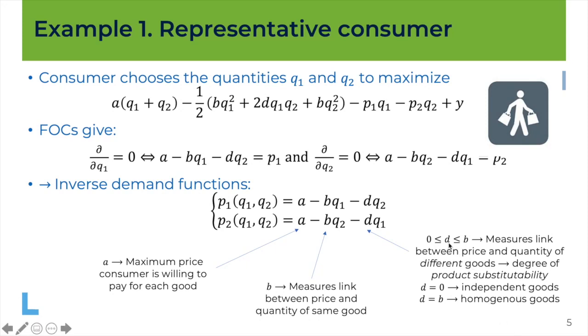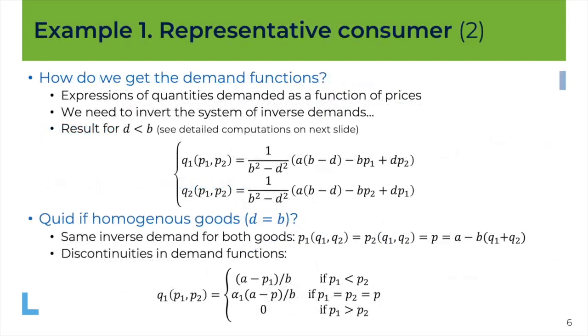Any value of d between 0 and b indicates that the goods are not exactly independent nor homogeneous, they are somehow substitutes. Okay, and the larger d, the more substitutable the products are. Okay, now the next step is to go from the inverse demand functions to the demand functions. Okay, which is the expression of quantities demanded as a function of prices.